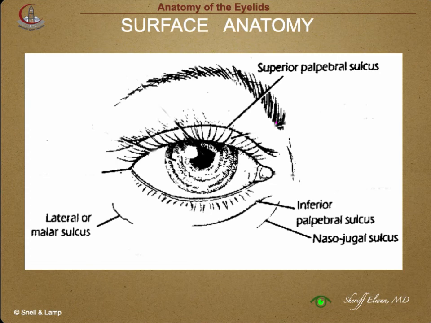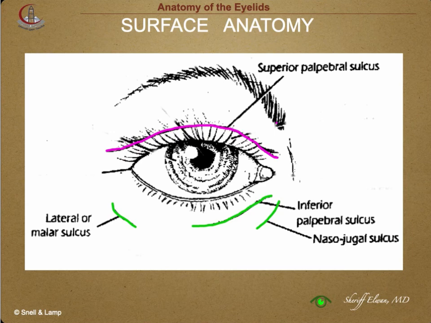Now, on the skin of the eyelids, there are folds. The most commonly known one of them is the superior palpebral sulcus or superior palpebral crease, which is here in pinkish line. This superior palpebral sulcus is a very important anatomical and social landmark. It gives us the appearance and lets one identify others by their position and shape.